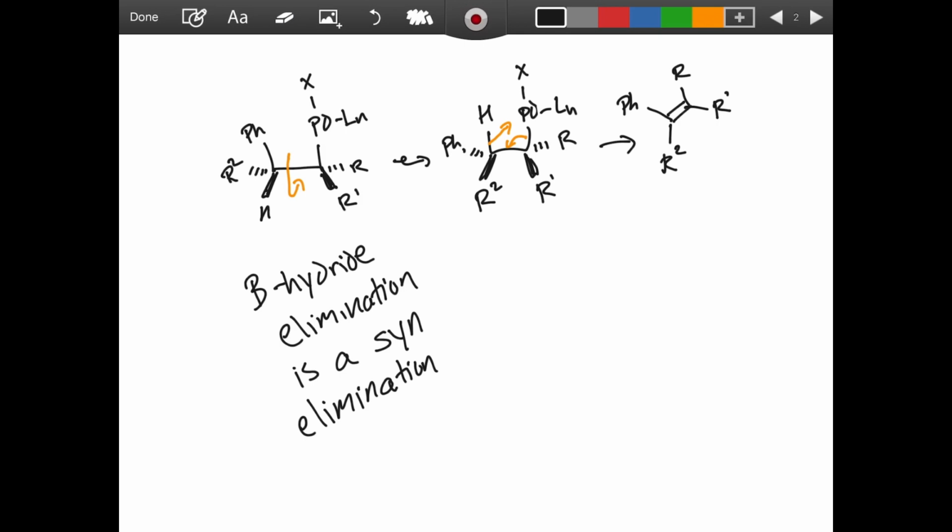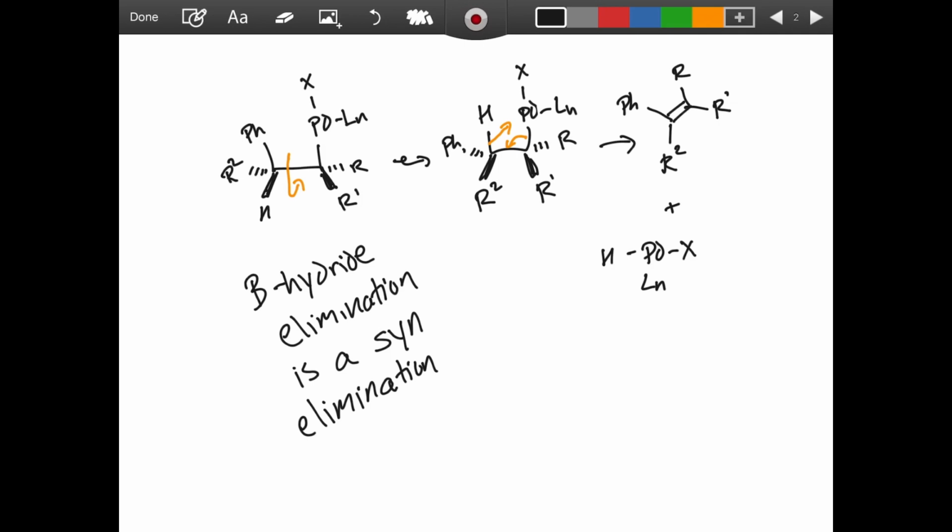Right, and now what does this leave you with? This leaves you your product, plus you get palladium HXLn. Right, so you have this palladium that is stuck between an acid. Right, it's the H and whatever is this, halide or halide-like thing, bromine, iodide, chlorine, triflate, right?